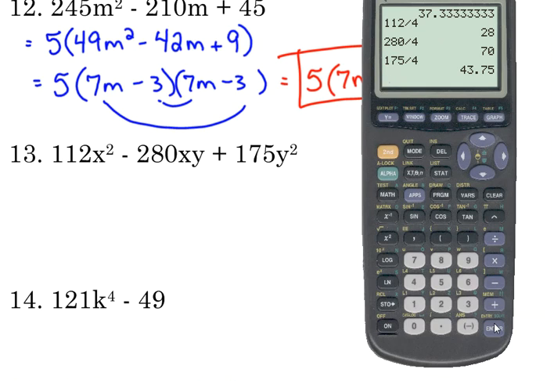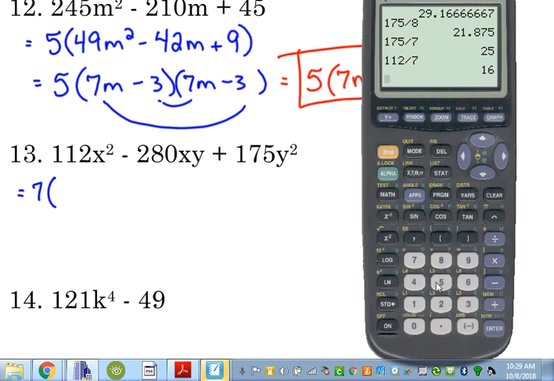Oh, not 4. Are they all even? No, okay. All right, how about 6? Nope. 7. It's not 10. It's 7, I think. Check. Yep, it's 7. So let's take that out. We take out a 7. We are left with 16x squared minus 40xy plus 25y squared.